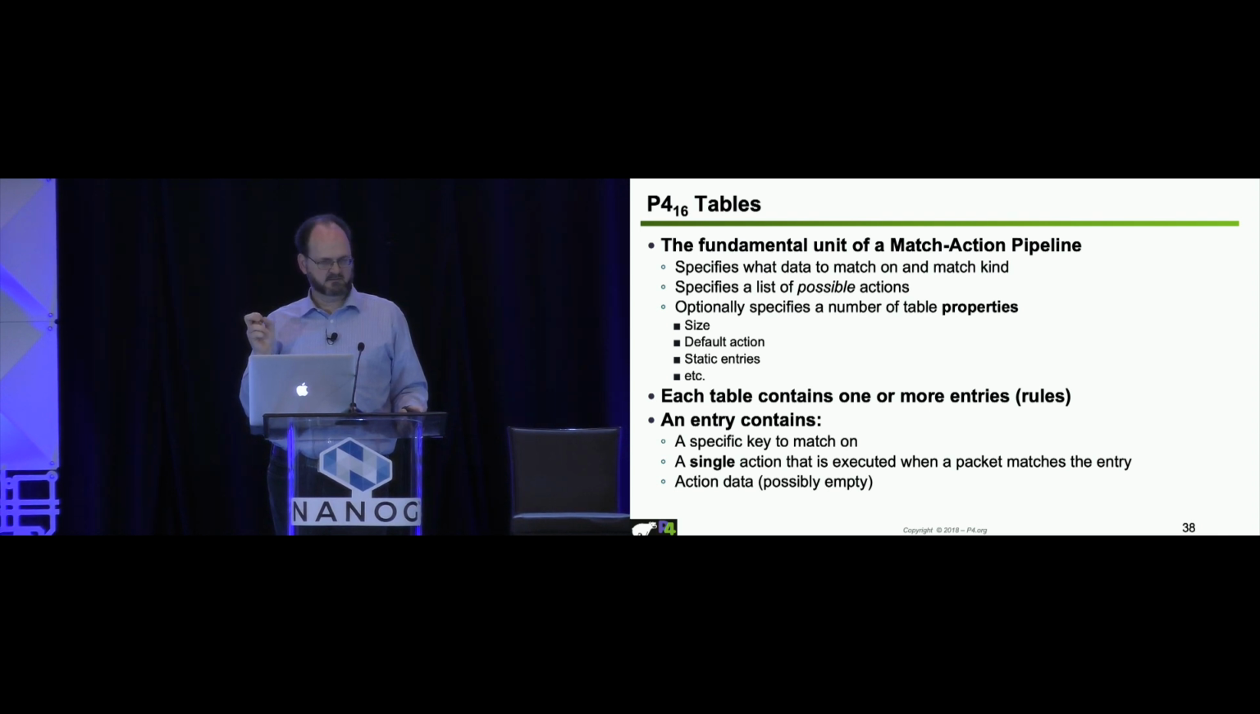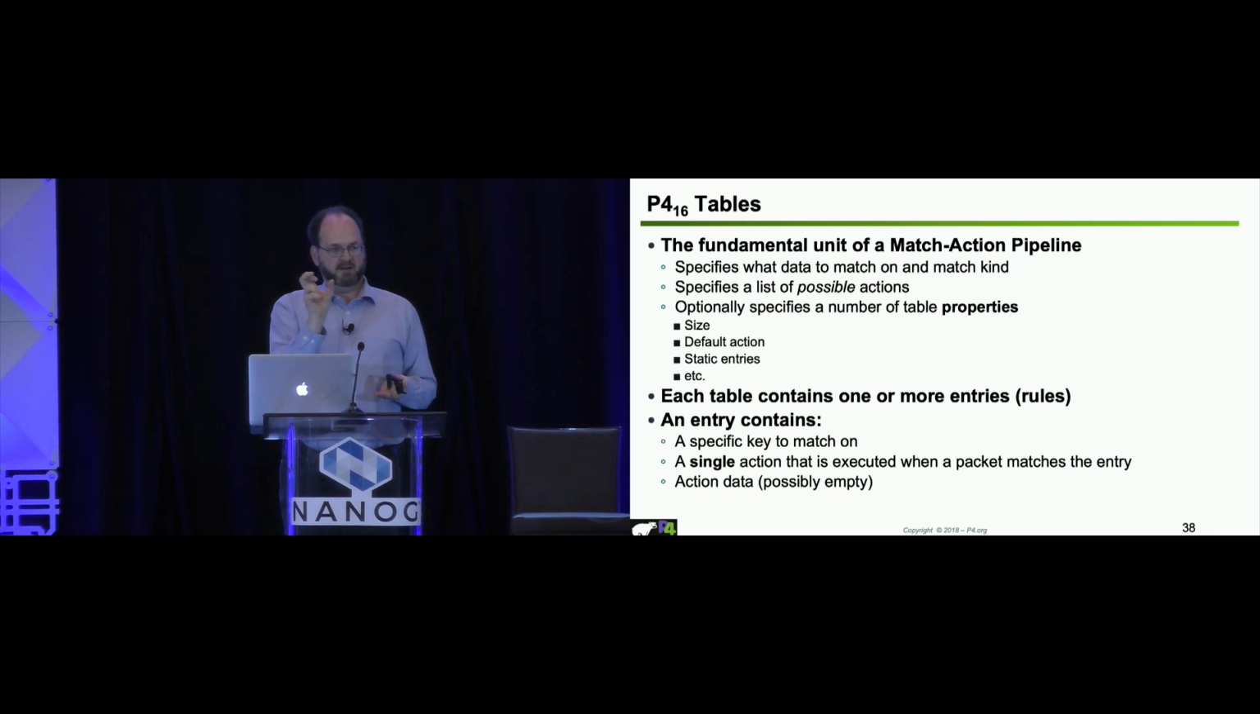Every entry you add, the control plane gets to pick what the values of those key fields are. If they're exact match, you just pick a value. If they're ternary, you pick a value and a mask to match on. If they're longest prefix match, you pick a value and a prefix length. So the control plane picks those when it adds entries into the tables. And for each entry you add, if there's 5 actions defined for the table, the control plane gets to pick one of those 5 actions. If there's only one, the control plane doesn't have a choice. It has to pick that one. So the P4 program restricts what kind of actions the control plane is allowed to do for each given table.